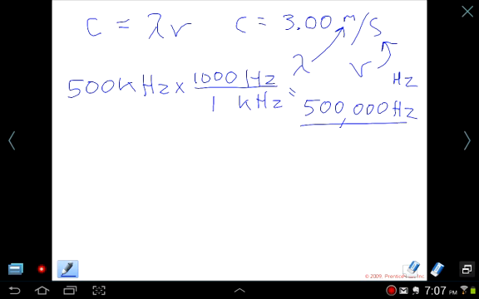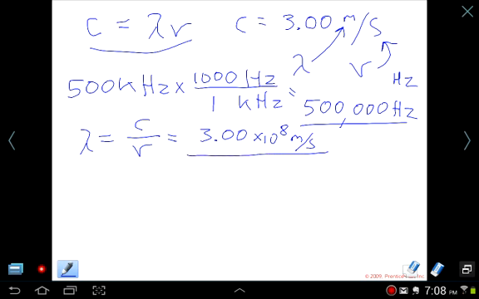And next we can go ahead and plug this frequency into our equation. Let's first rearrange the equation since we want to solve for wavelength, lambda. Rearranging allows us to say that c divided by nu, or frequency, gives us the wavelength. So let's just plug and chug in this case. Speed of light is 3.00 times 10 to the 8 meters per second divided by 500,000 hertz, and a hertz, I recall, is per second, so that will allow our seconds to actually cancel out.